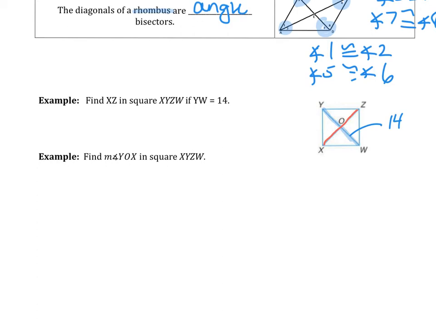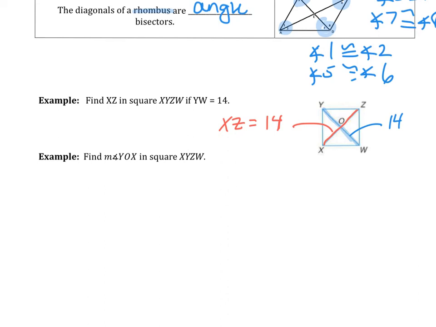If I'm looking at XZ, what do we know about diagonals of a square? Well, we're going to refer back to what we know about diagonals of a rhombus, because remember, a square is also a rhombus. The diagonals of a rhombus are perpendicular to each other, and the diagonals of a rectangle are congruent. So we're going to use what we know about both of those, since a square is a rectangle and a rhombus. Therefore, we know that XZ is equal to 14 as well, because they're both a diagonal.